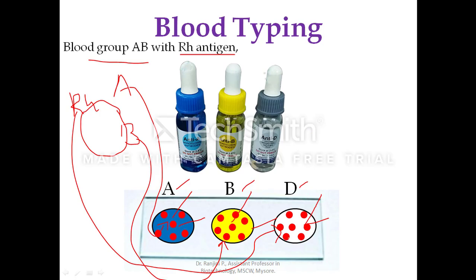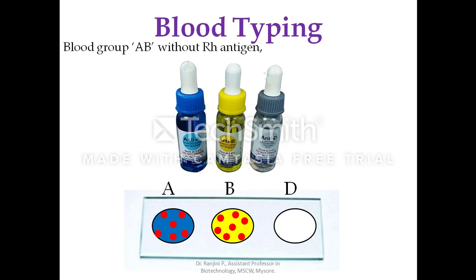That's why you will find the clumping in all the three circles. Next, if the person has both A antigen and B antigen on the RBC surface, but is not carrying the RH antigen, what will happen?